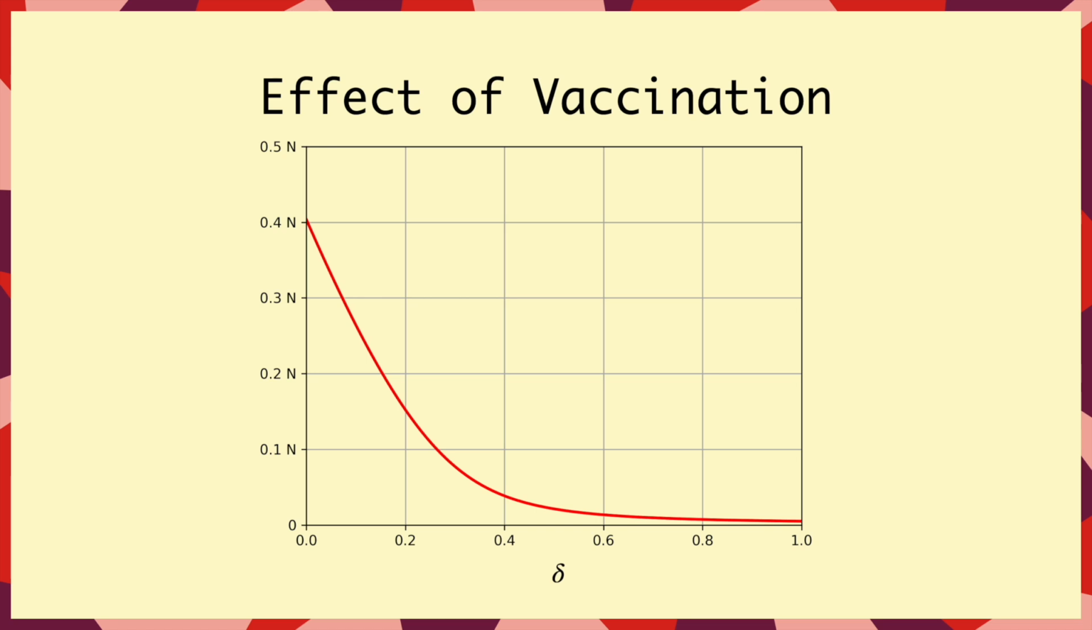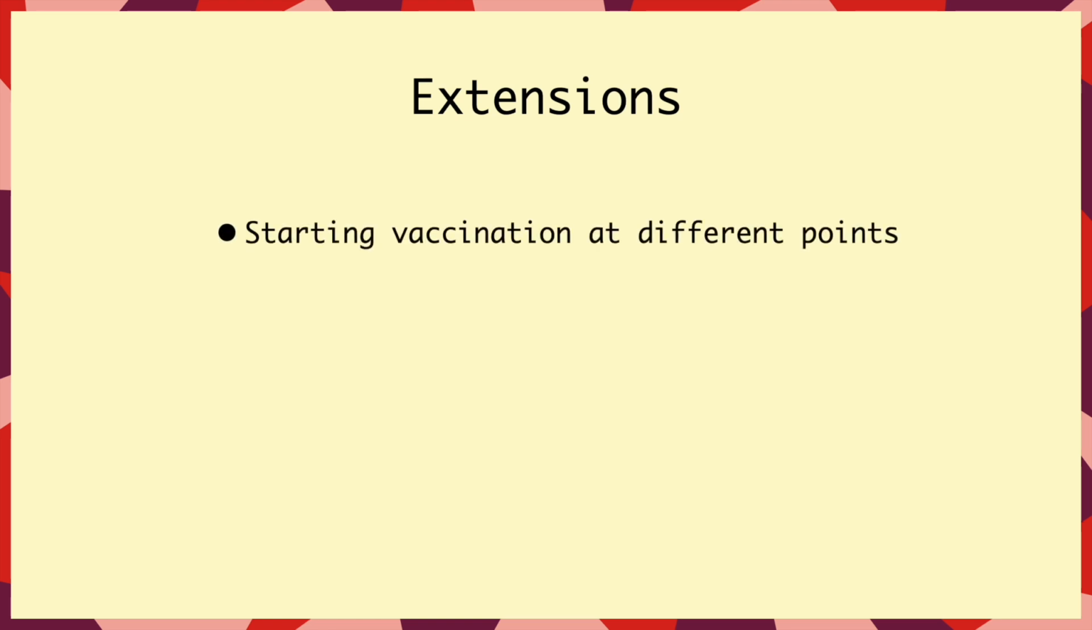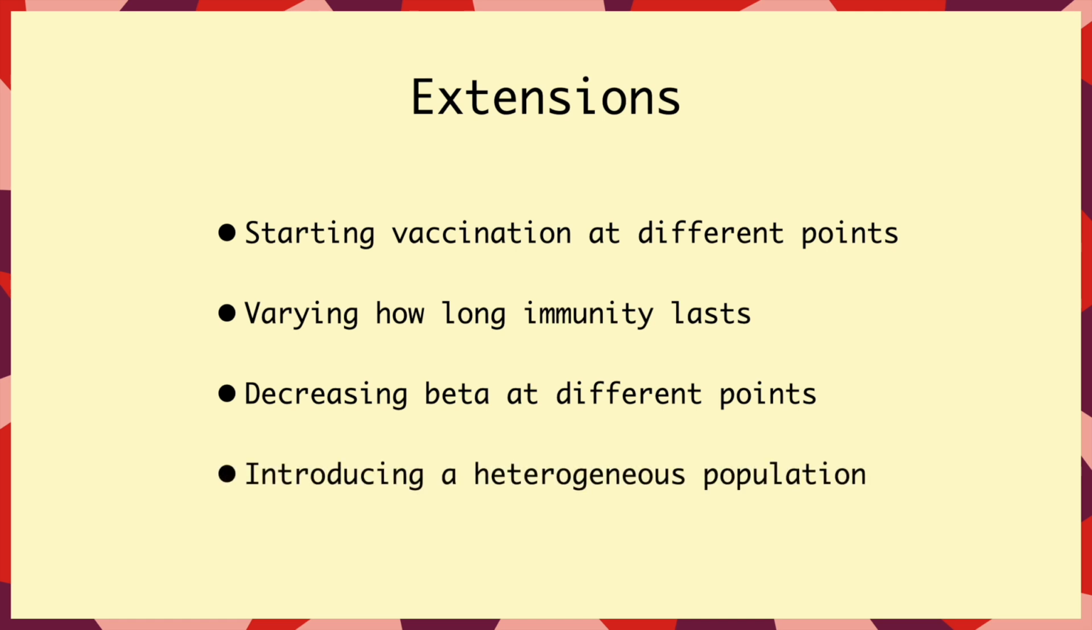Finally, I thought I'd leave you with a few suggestions of other areas you could look at if you're interested, or maybe just want to practice your coding and see if you can get some simulations to work. You could look at introducing vaccination at various time points, ranging from way before the peak until way after it. You could vary how long immunity to the disease lasts by changing the rate at which people move from category R back to S. Or you could decrease the value of beta at different points to estimate the effect of introducing measures like social distancing. Or you could make the population heterogeneous, so different people spread the disease at different rates, recover at different speeds, that sort of thing. And these are just a few examples. There are way more ideas that you might choose to look at.